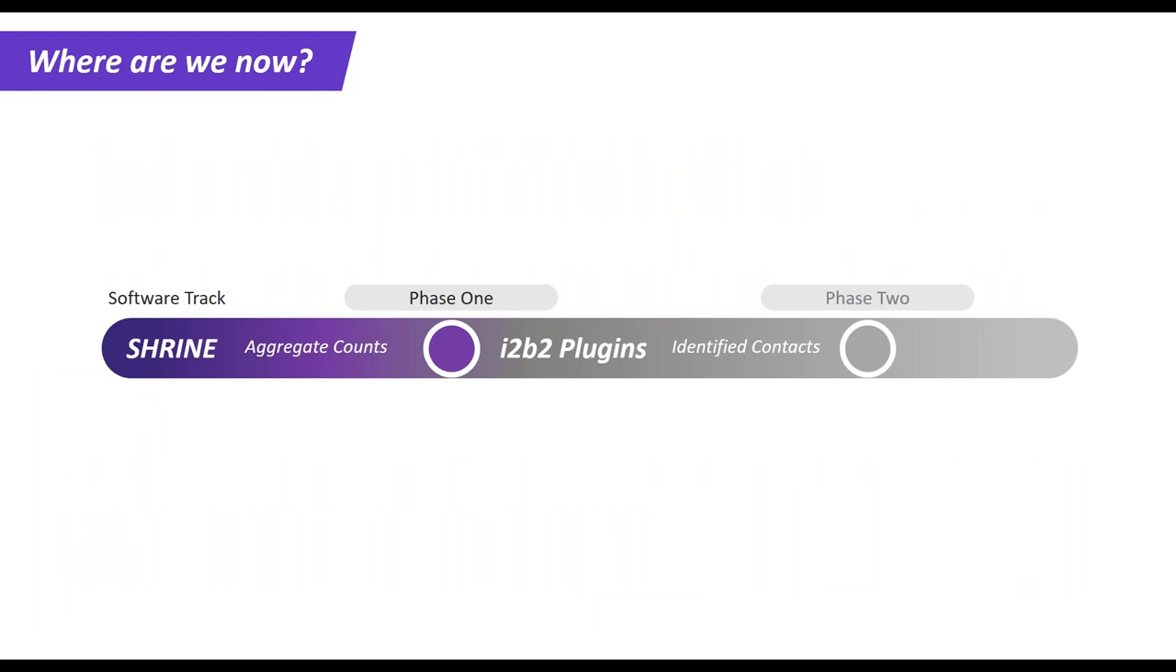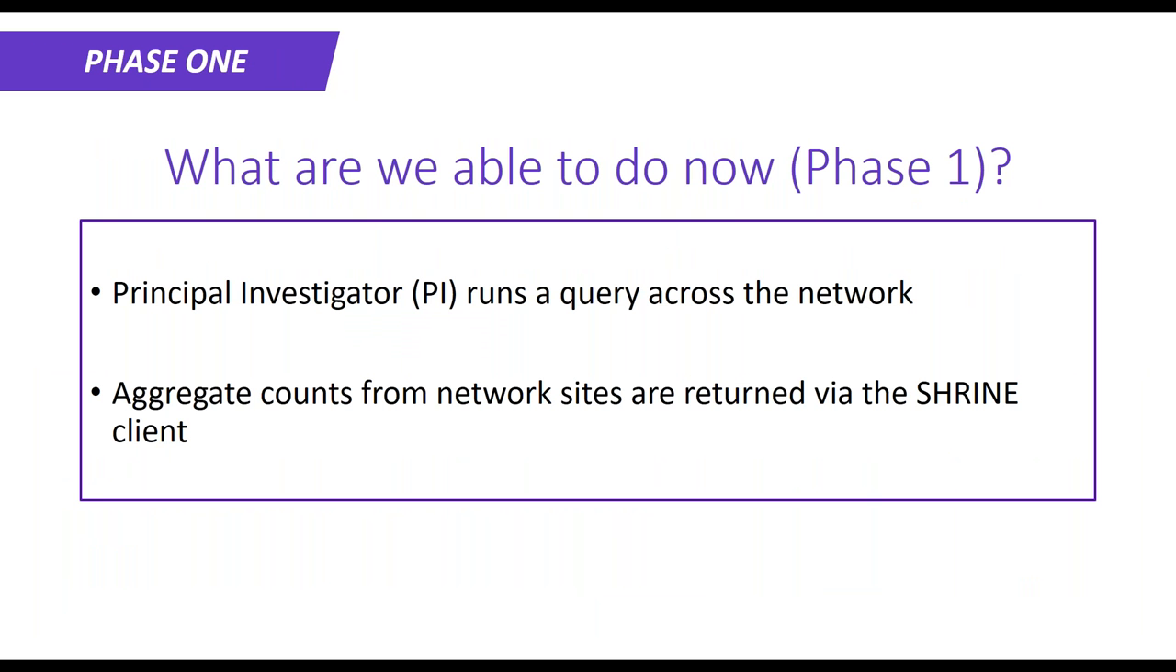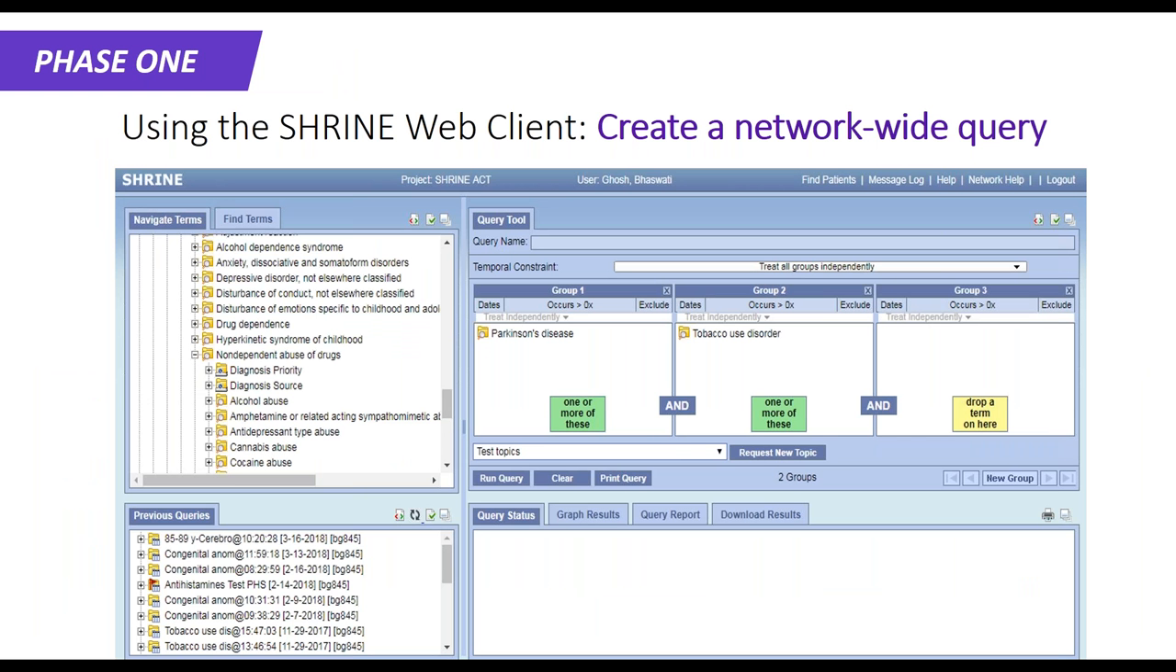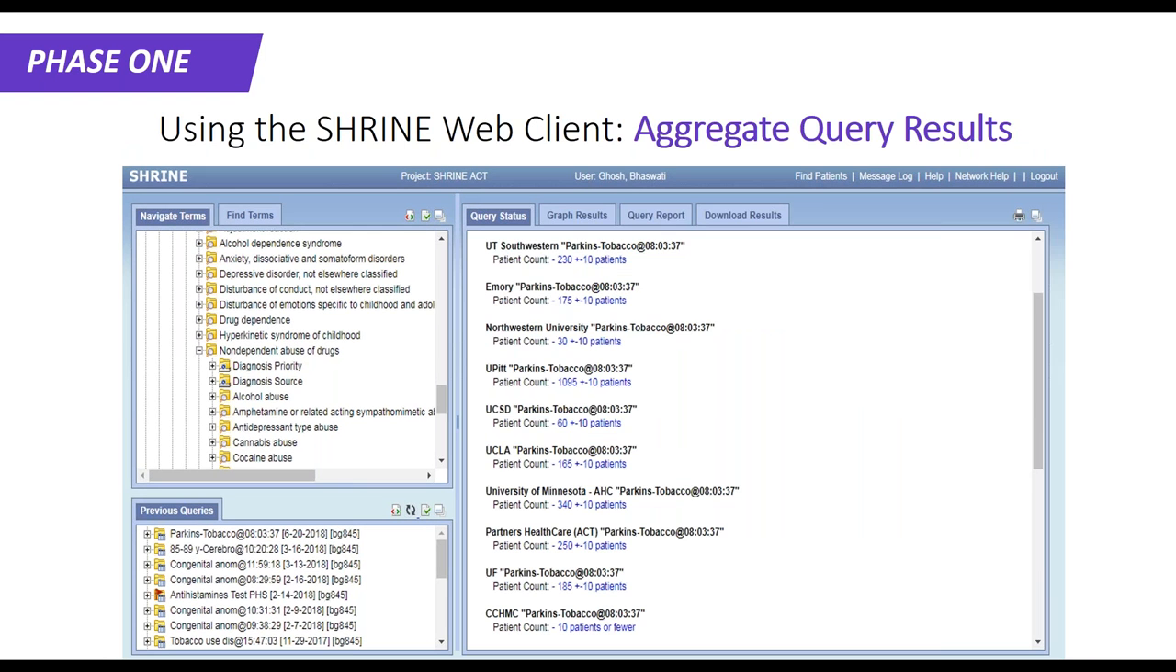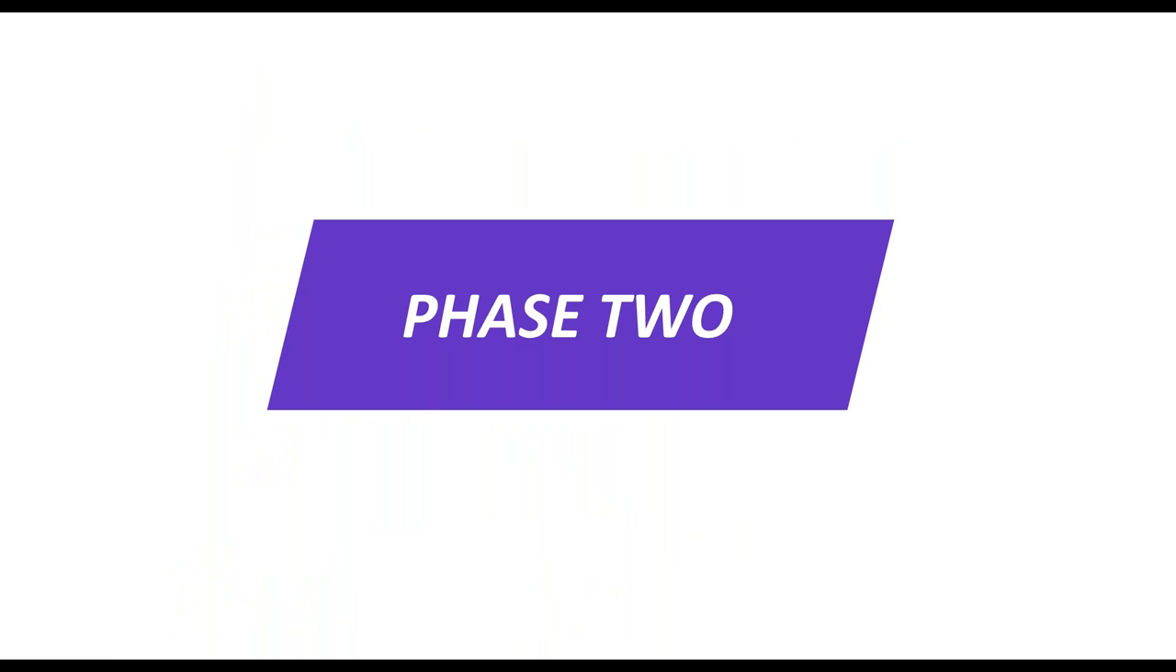And so we've talked about this a lot. We're in phase 1. Right now, a PI can run a query and can get aggregate counts. And we showed this morning the query being run and the counts being returned. And we thought, okay, if you need over 200 people at each site, then you have at least 4 sites that satisfy that criterion. And so now I'm going to hand it over to Aswati, and she's going to tell you about these plugins that we've been working on.